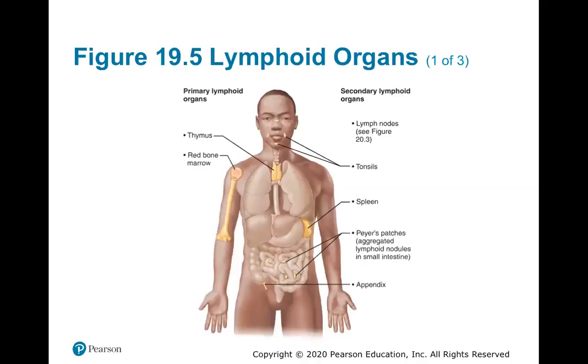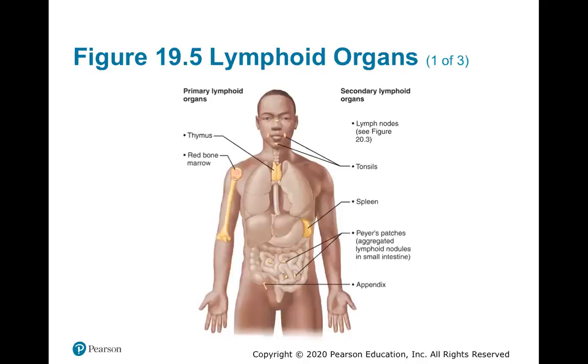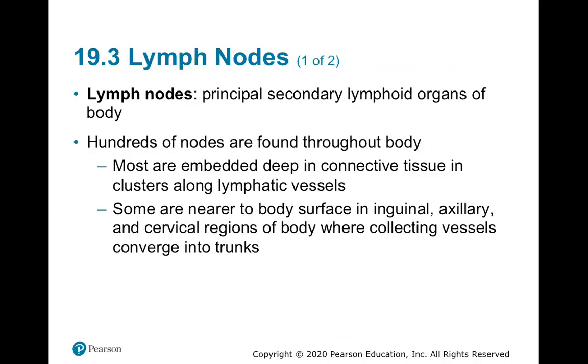This just shows you the lymphoid organs. Primary lymphoid organs, we talked about those two in the secondary. So primary would be the thymus and the red bone marrow. Your secondary would be your lymph nodes, tonsils, spleen, Peyer's patches, appendix. So lymph nodes, we always have our doctor feel our lymph nodes, right? So essentially, these are hundreds of nodes throughout the body. We just know we have them, the doctors typically feel on our throat.